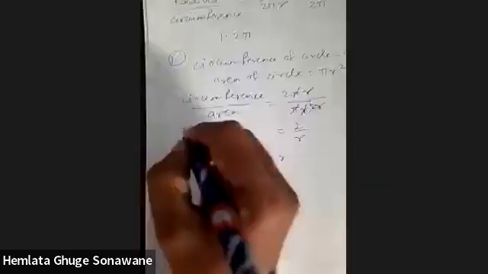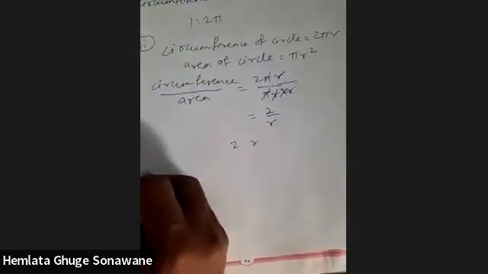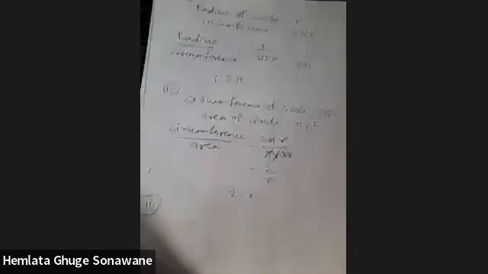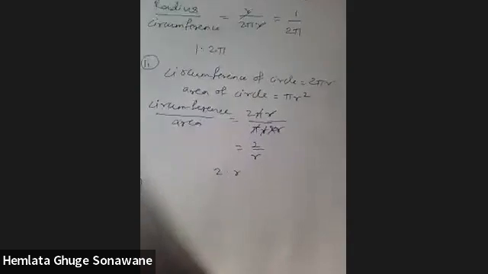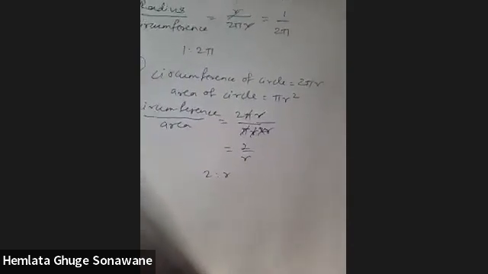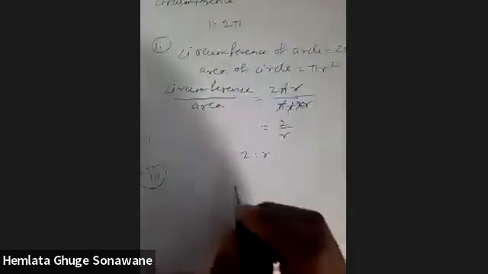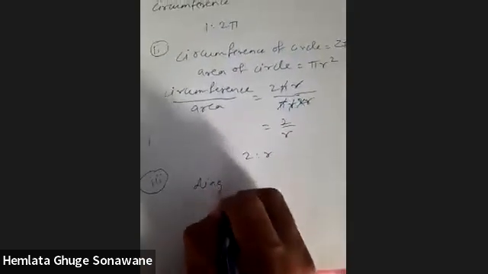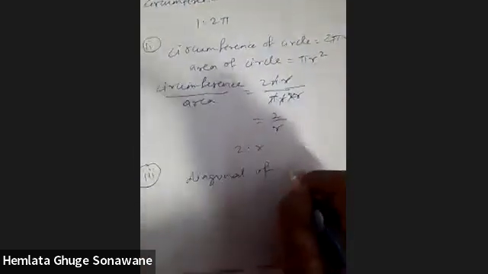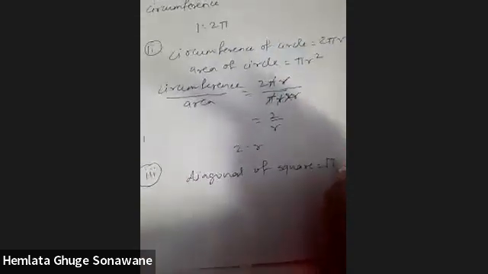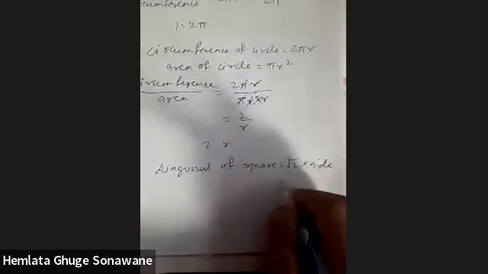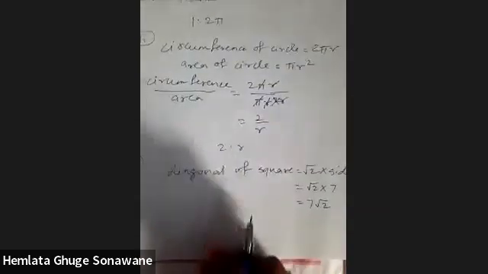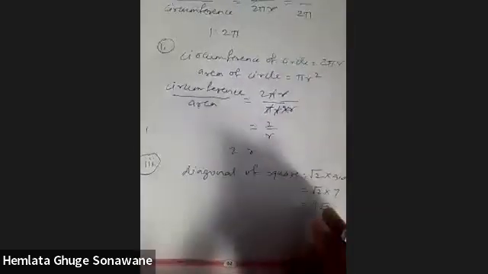Okay, we'll take the third. What is given? The ratio of diagonal of a square to its side if the length of side is 7 centimeters. Now what is the formula to find out diagonal of a square? That is under root 2 into side. Side is given, that is 7 centimeters. So it becomes 7 under root 2 centimeters. And length of side is 7 centimeters.